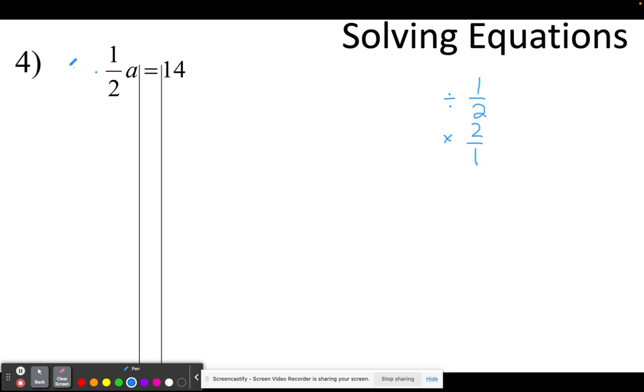Yeah, it is. So I can just multiply both sides by 2 over 1, or 2. I could write 2 over 1 here, but I don't need to. Simplify. I just end up with 1 over 1, or 1a equals 28. Checking this is a lot easier too. What's half of 28? Is it 14? Sure is. I forgot to clear my screen again.